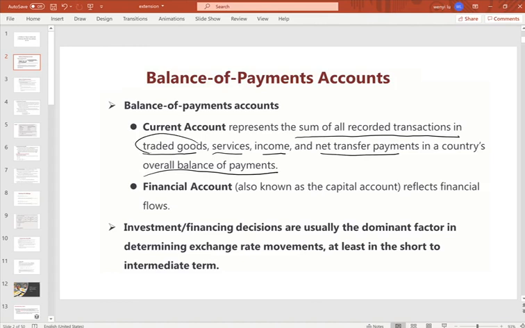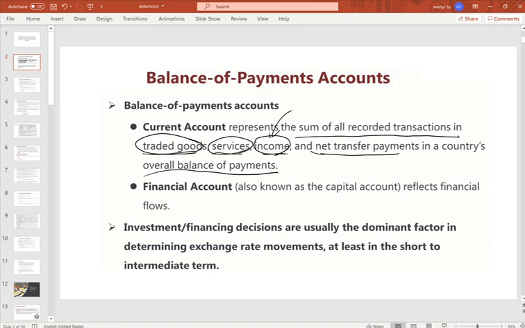The traded goods include consumer goods, agricultural goods, and other exported and imported goods. The services include financial services and also the service you get from a restaurant. Income, for example, you buy and sell consumer goods, and you get some gains. This is income, and income is also recorded in the current account.